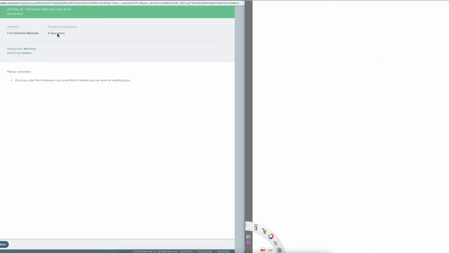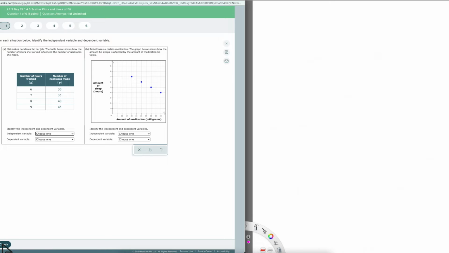So once you start your homework, you must finish it before you can work on anything else. What that means is if I click start down here, then on your screen, this is the other piece that you see that I don't on my screen, but on the student screen, you will see a submit assignment button down here in the bottom right corner. We always click that button when we're leaving this screen. So even if we've only answered the first question here, we still go ahead and click on submit assignment.